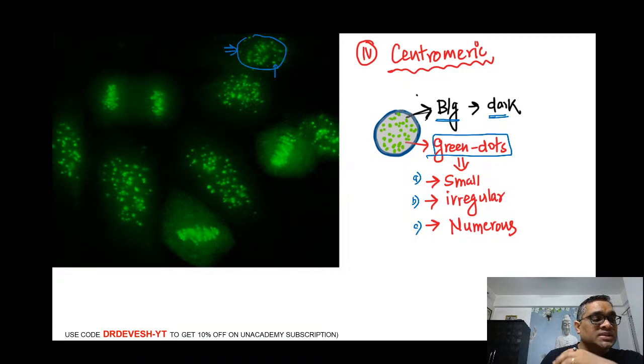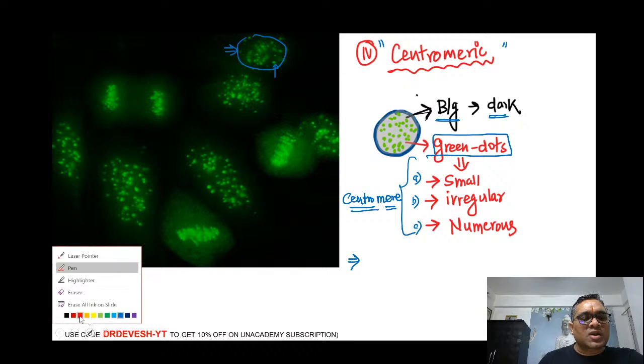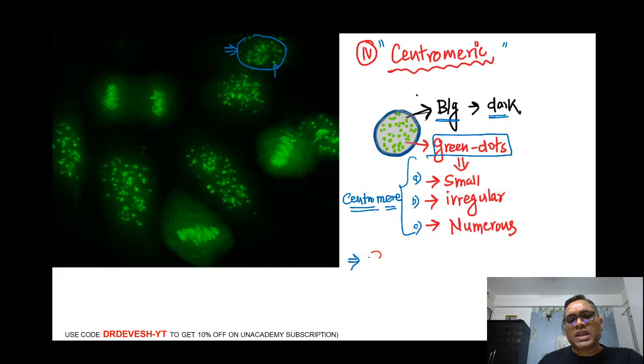When you find this, it corresponds to the centromere. Remember, these green dots, which are small, irregular, and numerous, correspond to the centromere of the nuclei, and that is why it is called centromeric pattern. Where will you see centromeric pattern? Centromeric pattern is commonly seen in scleroderma, right?